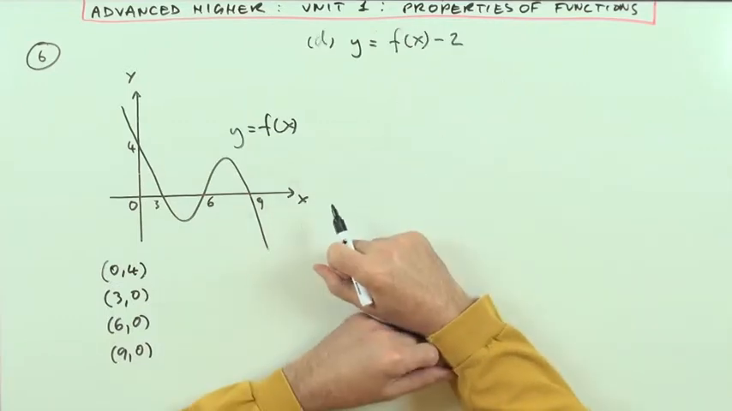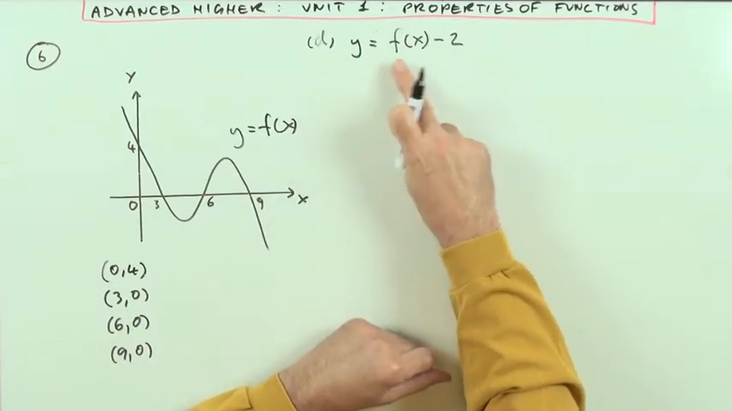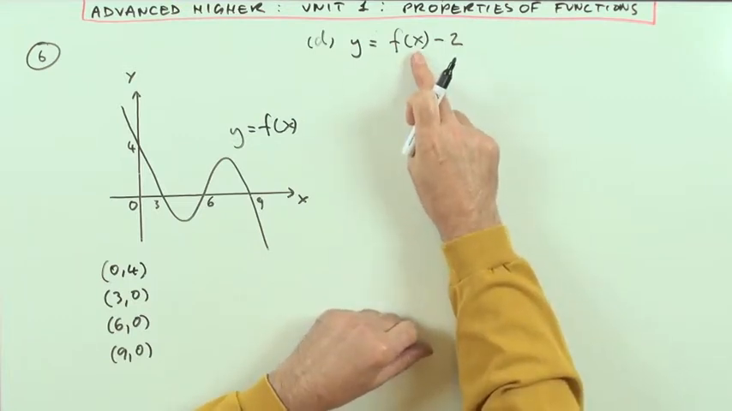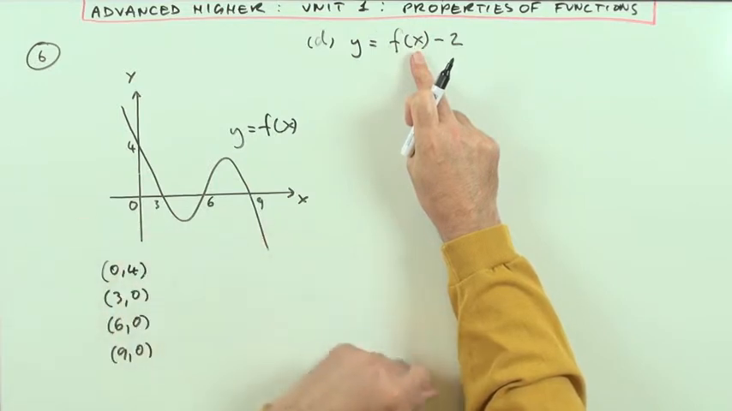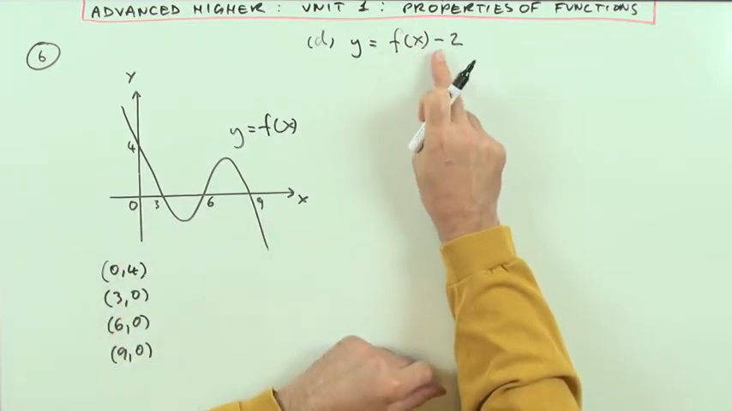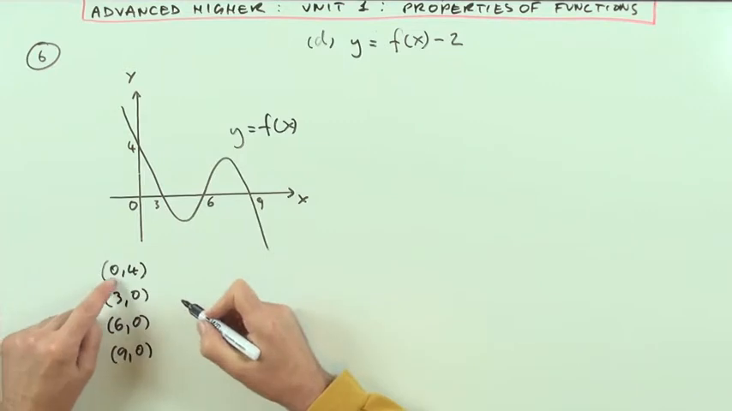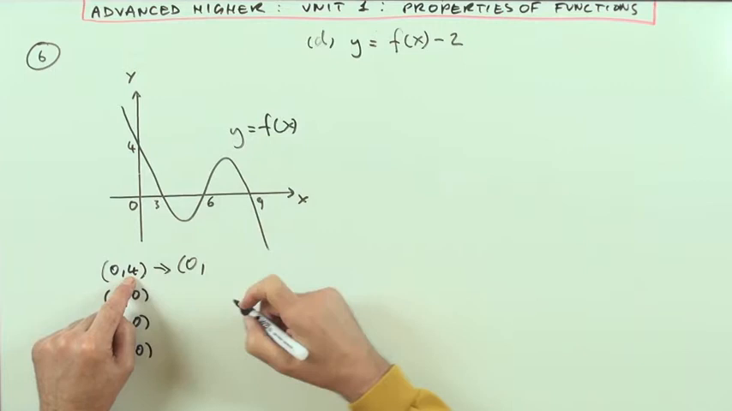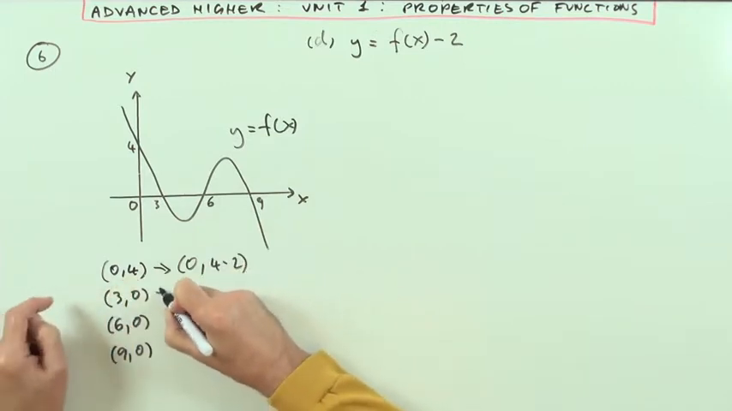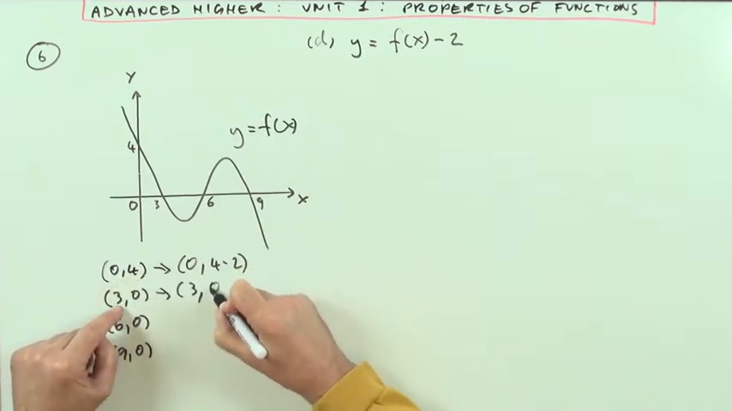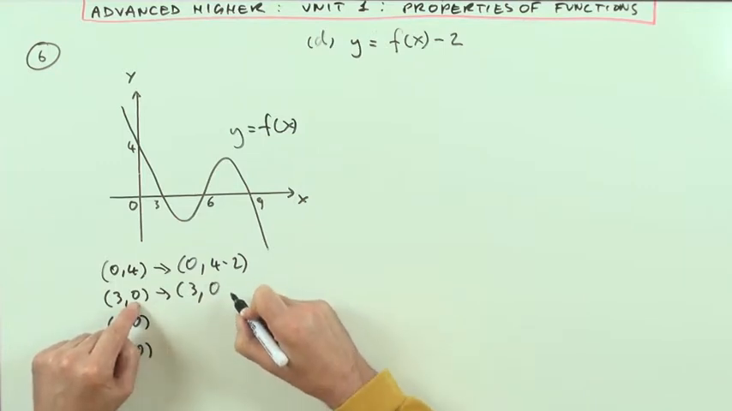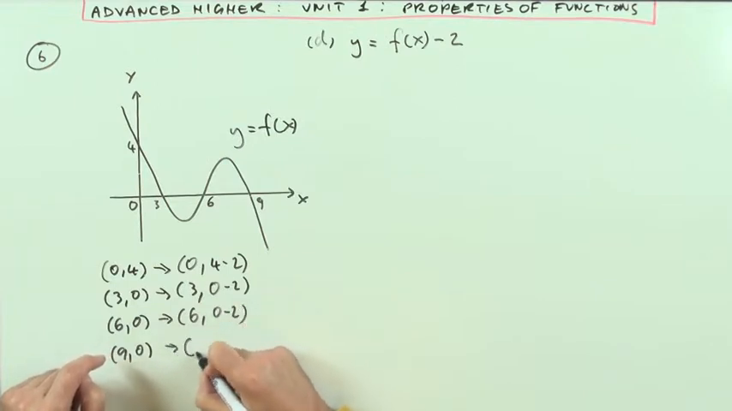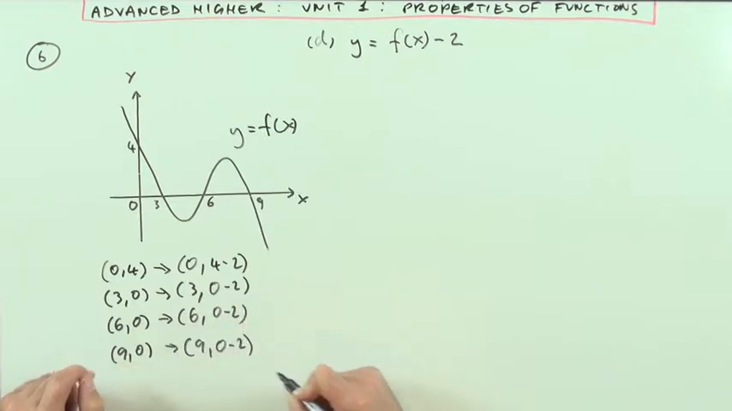In D, I'm going to plot the graph of f of x minus 2. And that simply says, at x, I'm going to take x's answer. There's no change horizontally. I'm going to take its answer, but subtract 2. So at 0, I'm still going to plot it at 0, but whatever answer I had originally, I'm going to take away 2. So it'll be 4 take away 2. At 3, I'll still plot it at 3, but I'll take its answer, the y coordinate, and take away 2, and so on. So it'll be 6, 0 take away 2, and 9, 0 take away 2.